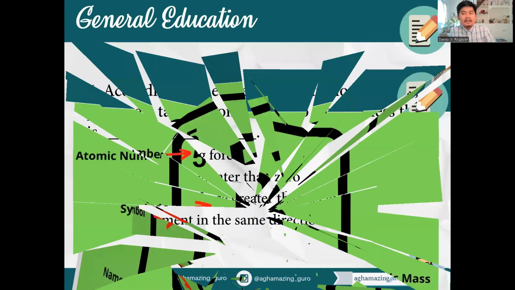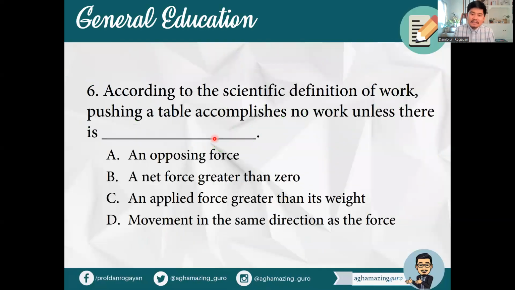Okay? Sixth question. According to the scientific definition of work, pushing a table accomplishes no work unless there is blank. A, an opposing force. B, a net force greater than 0. C, an applied force greater than its weight. D, movement in the same direction as the force. What is the answer? All right, so that is letter D.